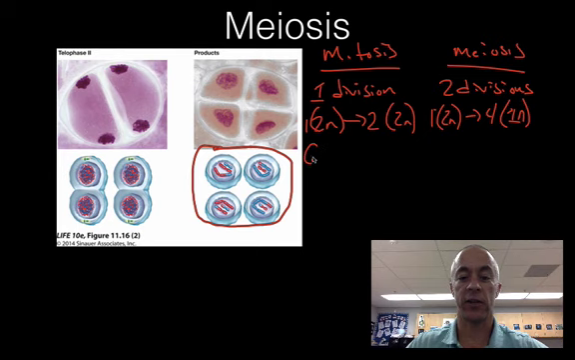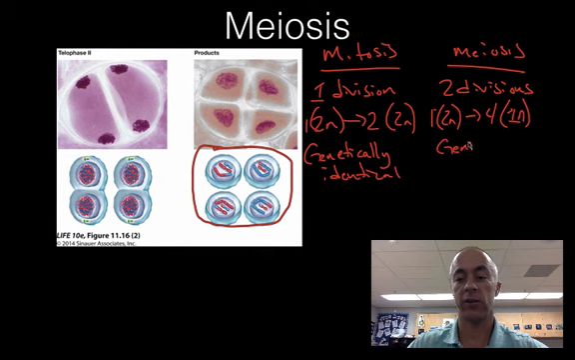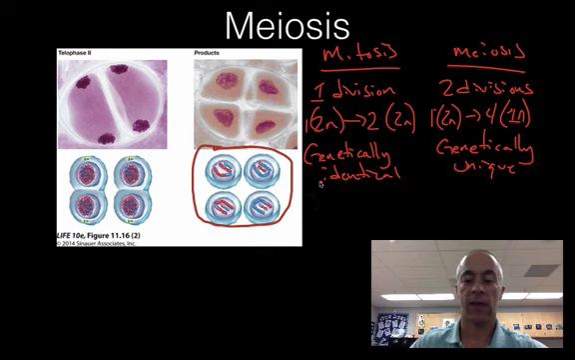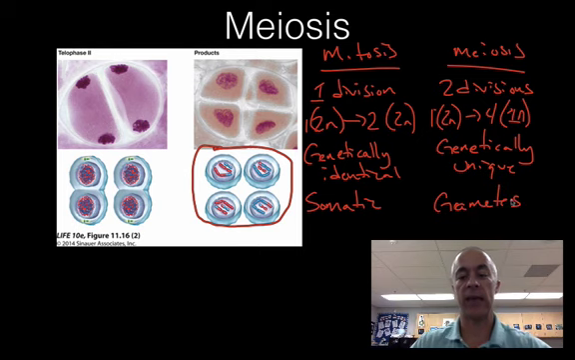Mitosis produces genetically identical daughter cells, whereas meiosis produces genetically unique daughter cells. And finally, mitosis is used in the division of somatic cells, whereas meiosis is only used for producing gametes.